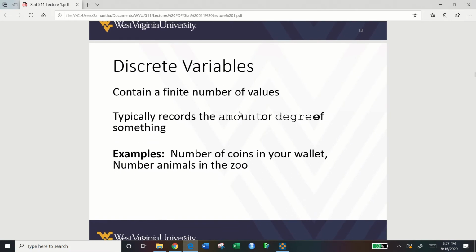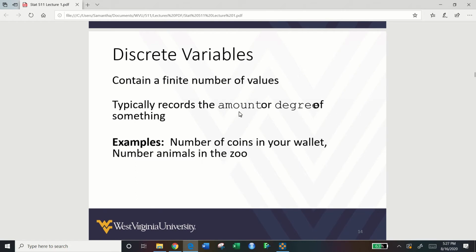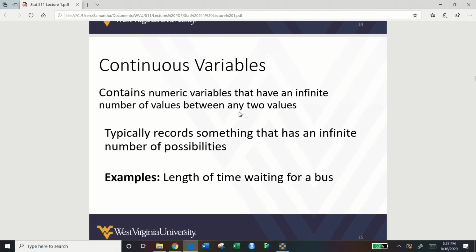So let's start by looking at discrete variables. This contains a finite number of values. So it records typically the amount or degree of something. Some examples might be the number of coins in your wallet or the number of animals in the zoo. On the other hand, a continuous variable contains numeric values that have an infinite number of values between any other two values. So this typically records something that has an infinite number of possibilities, such as the length of time waiting for a bus.